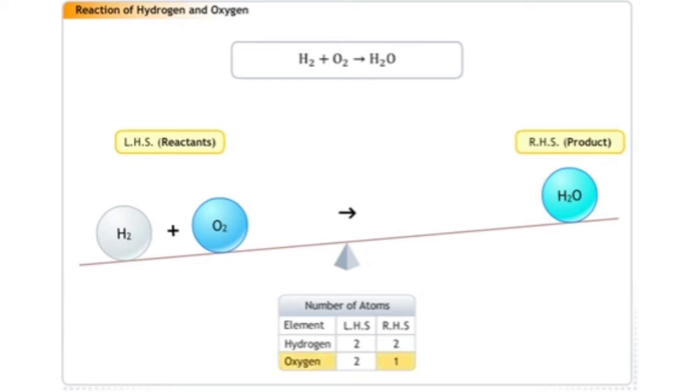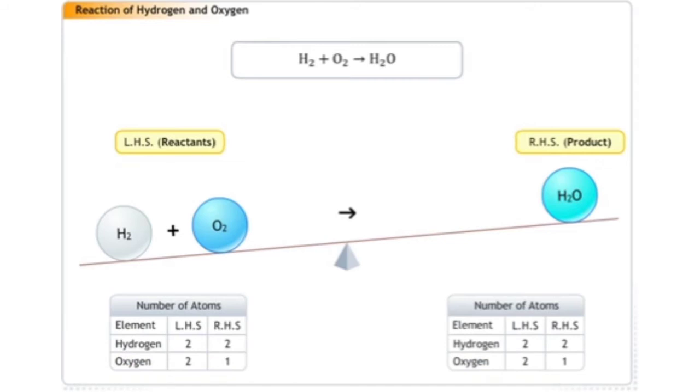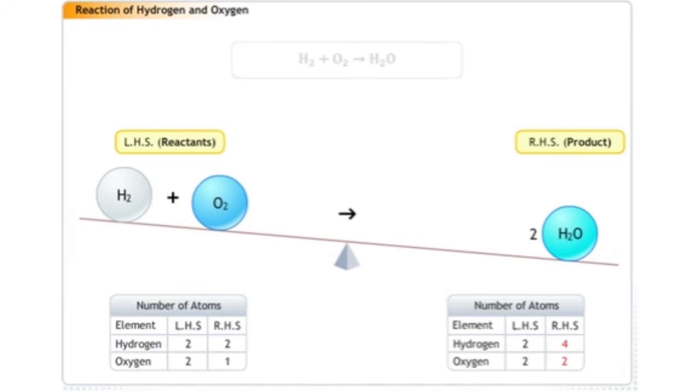Finally, in step 4, you change the coefficient of the molecule of the reactant or the product. To do this, you need to first select the oxygen atom and balance it by placing the coefficient 2 before the product water molecule. Now, there are 2 oxygen atoms on the reactant side and 2 on the product side. However, placing the coefficient 2 before the water molecule gives 2 hydrogen atoms on the reactant side and 4 hydrogen atoms on the product side.